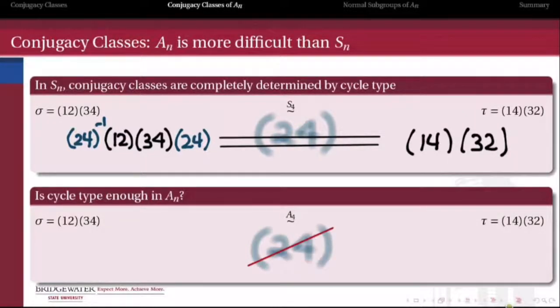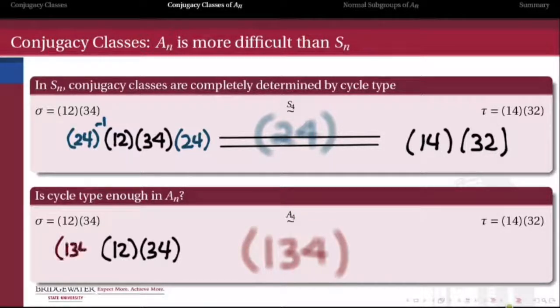But this element (2 4) is not enough to show us that these two elements are conjugate in A4. Why? Because (2 4), the transposition 2 and 4, is not an element of A4. It's an odd permutation. So the question of whether sigma is conjugate to tau in the alternating group can't be answered by the proof that we just showed. Instead, if we were to show that sigma and tau here are conjugate in A4, we would need to find an element of A4 which conjugates one of them into the other. Luckily for us, there is such an element, but it's not (2 4), it's (1 3 4).